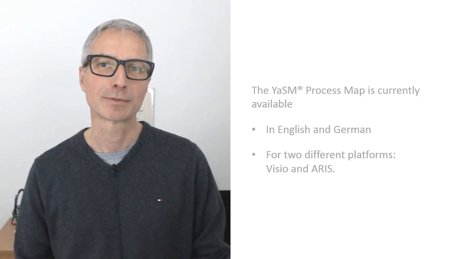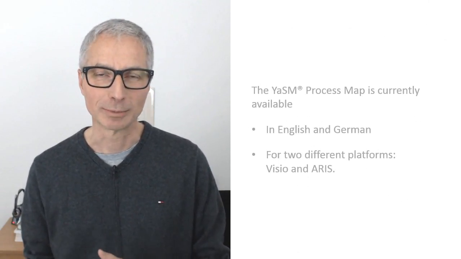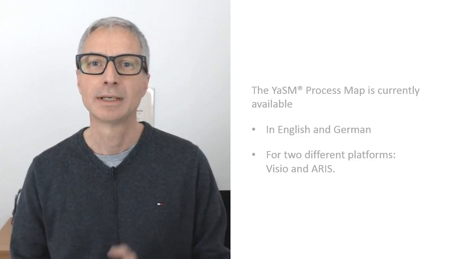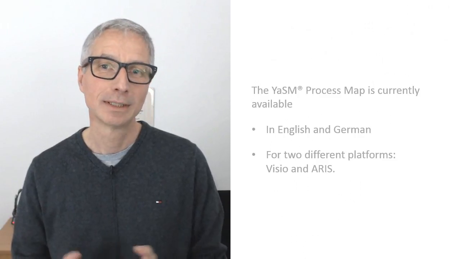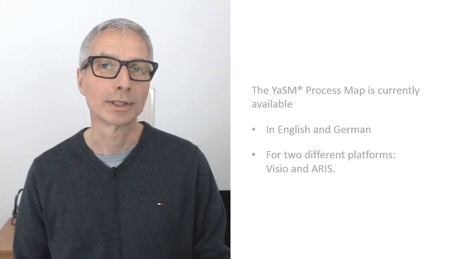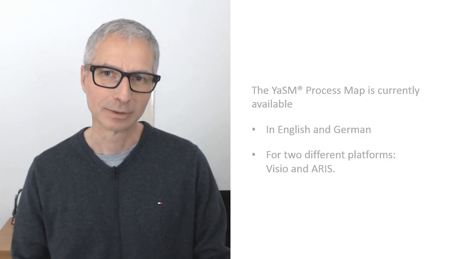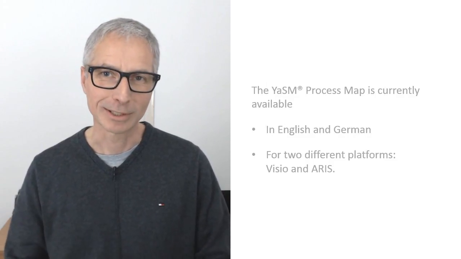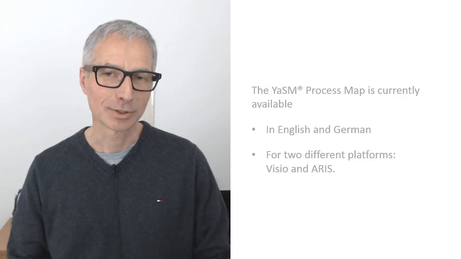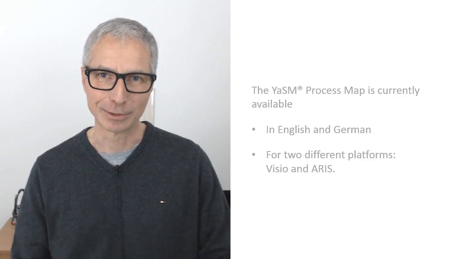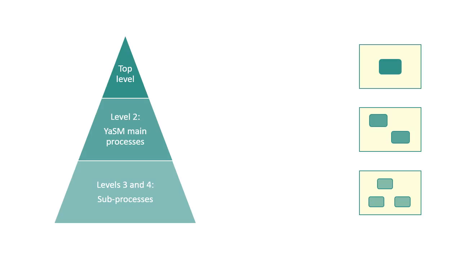The YaSM Process Map is, for now, available in English and German for two different platforms, Visio and Aris. So you can get the process model as a set of Visio diagrams or as a complete Aris process model. The contents are always the same. Since Visio is a very popular application, I'm going to do today's presentation in Visio. But first I have a couple of slides here to explain the basic principle behind our product.